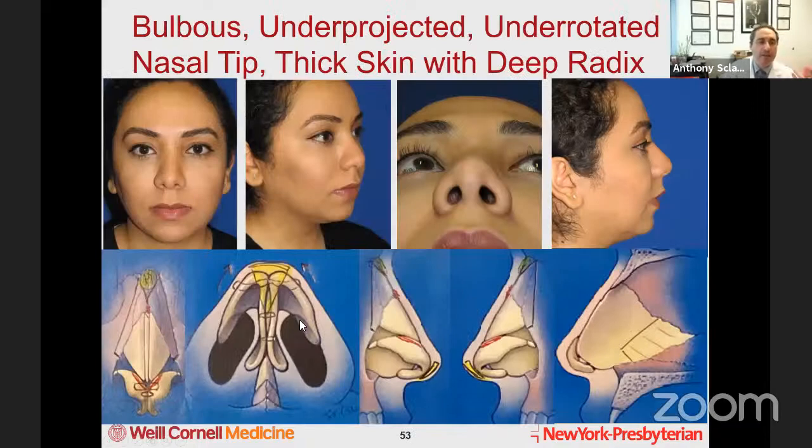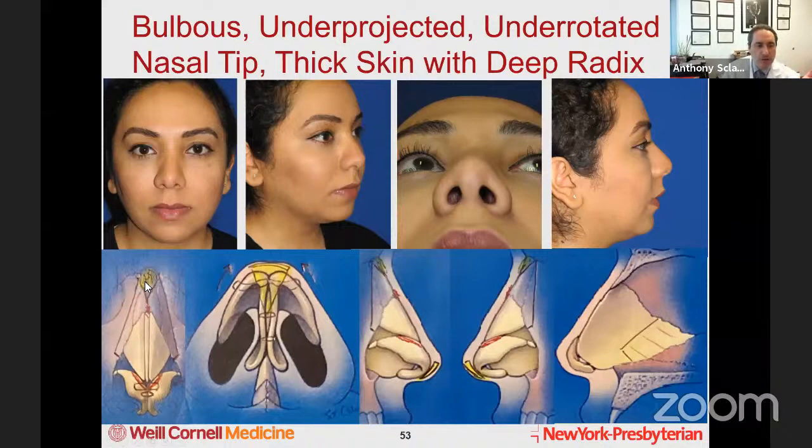Okay. So now you've got a woman who's got a bulbous nasal tip. She's also underprojected. She's underrotated. She's got thick skin. She's got deep radix. Okay? So we throw everything in there. She's got thick skin. We have to really get something in there to push against that thick skin.